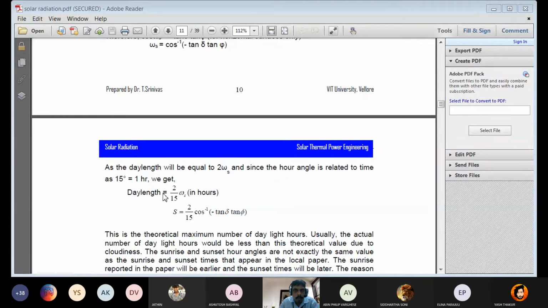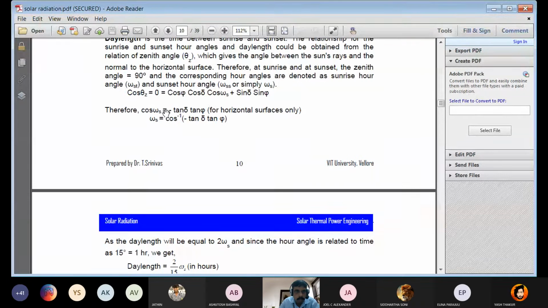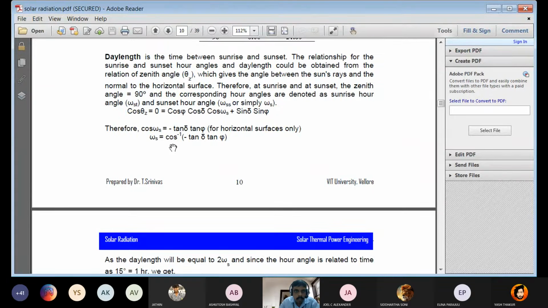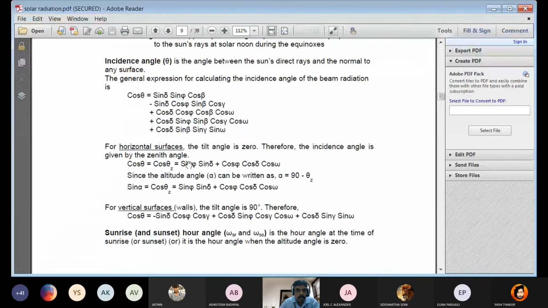Sir, how do we get that day length is 2 omega s? Here in the hour angle, this omega s, right? Is it clear? Omega s is equal to cos inverse of minus tan delta tan phi. Is it clear to you? Yes, sir. This we are getting by putting cos theta z equal to 0 in the first relation. Okay, this relation, we will get this one.